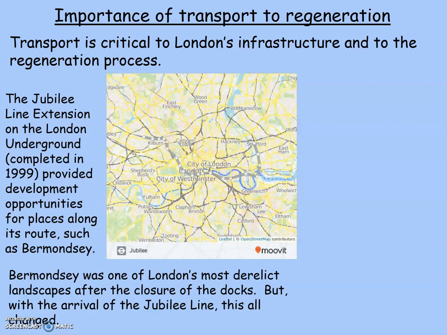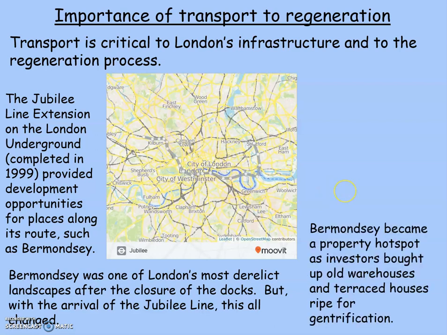Now, Bermondsey was one of London's most derelict areas. It suffered badly from the closure of the docks, but the Jubilee Line arrival changed quite a lot of things. So suddenly the area became what's known as a property hotspot because it was so well connected to the City of London and Canary Wharf that a lot of investors bought up warehouses, terraced houses to regenerate that area. It was ripe for gentrification as a result.